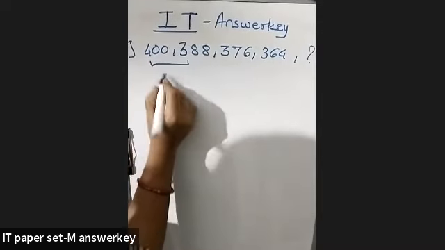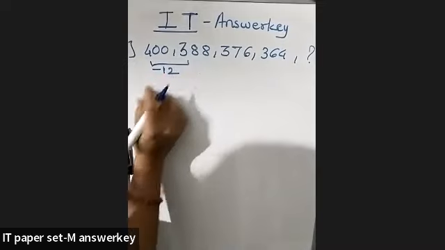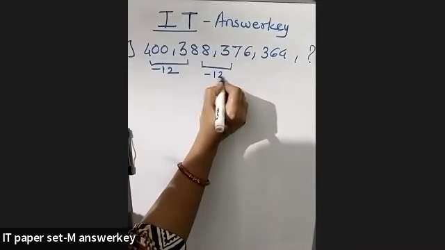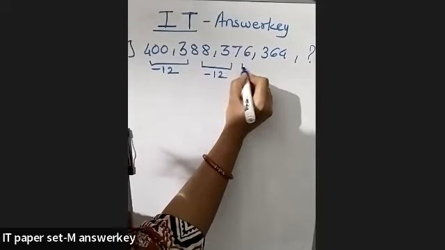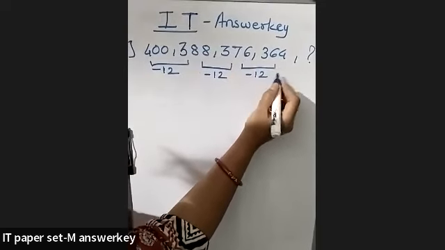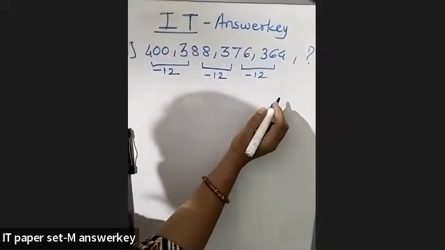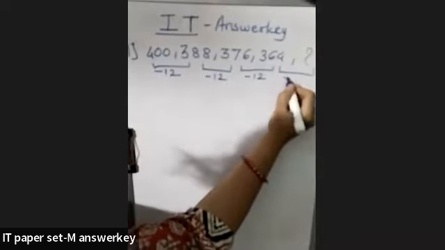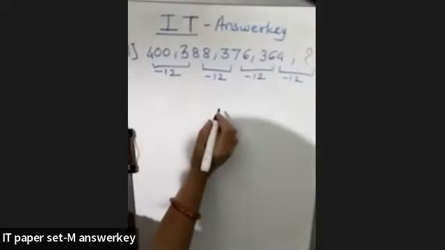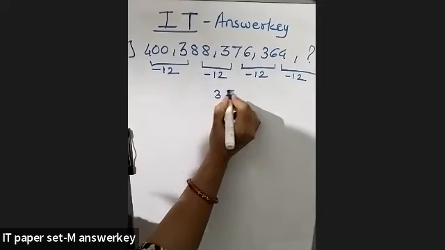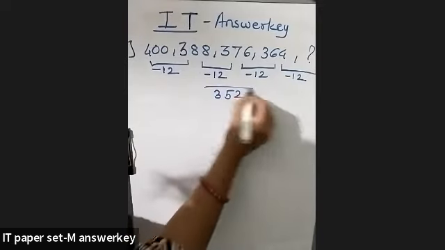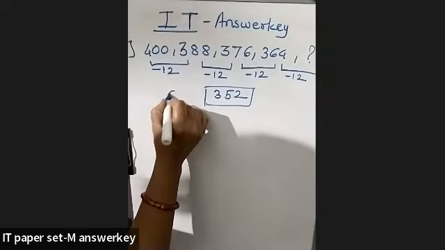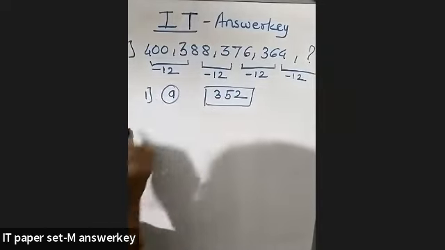There is a difference of 12. 400 minus 12 is equal to 388. 388 minus 12 is equal to 376. 376 minus 12 is equal to 364. So, 364 minus 12 is equal to 352. So, the correct answer is 352, option number A. That is option number 1.